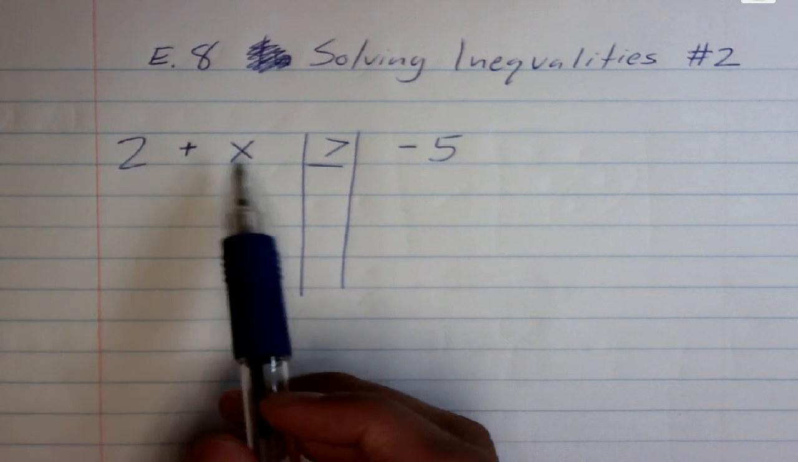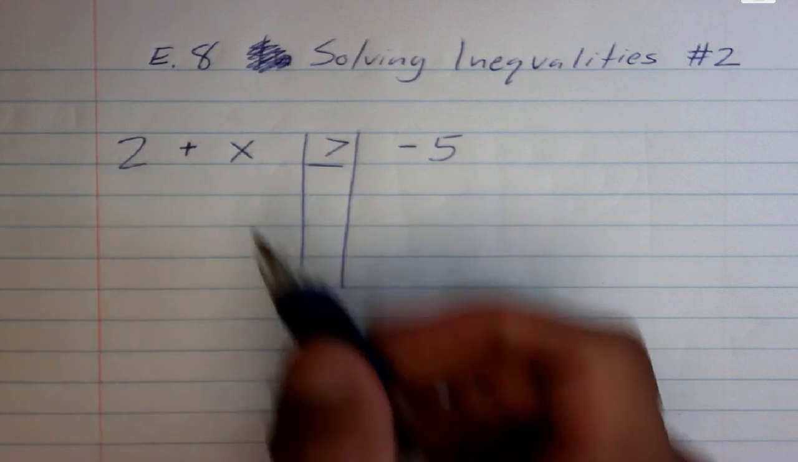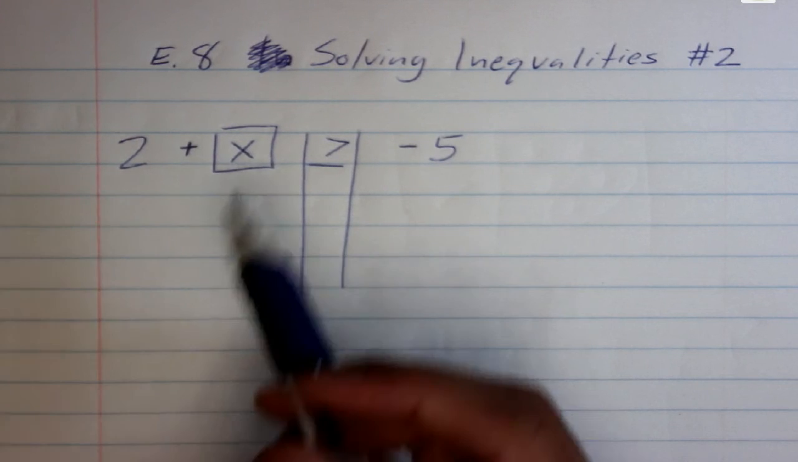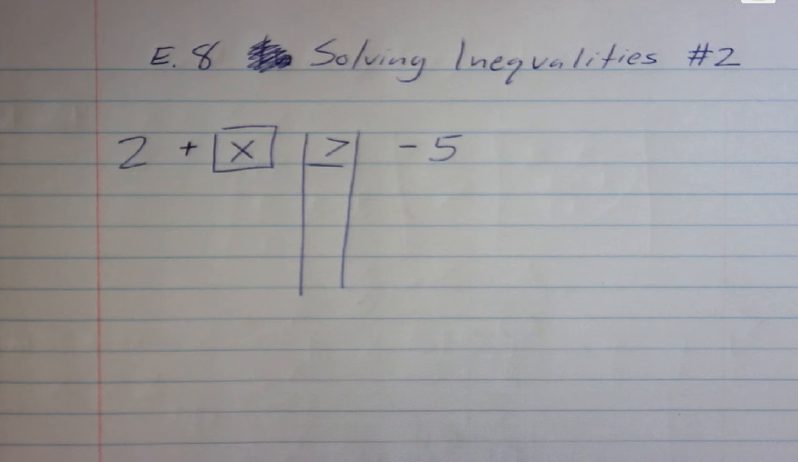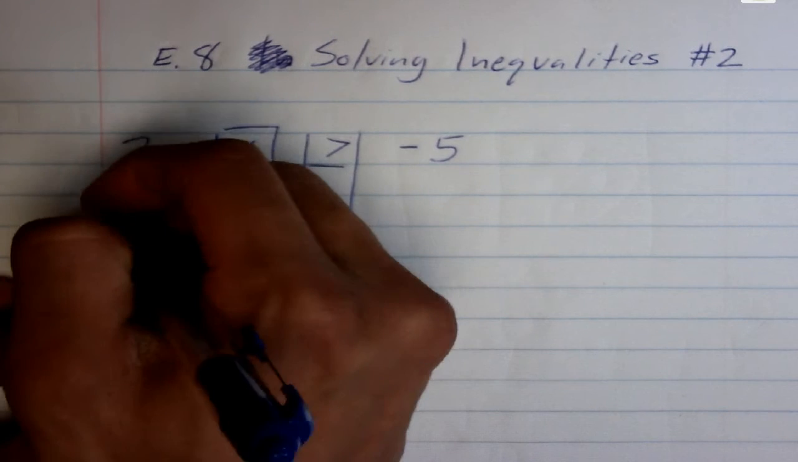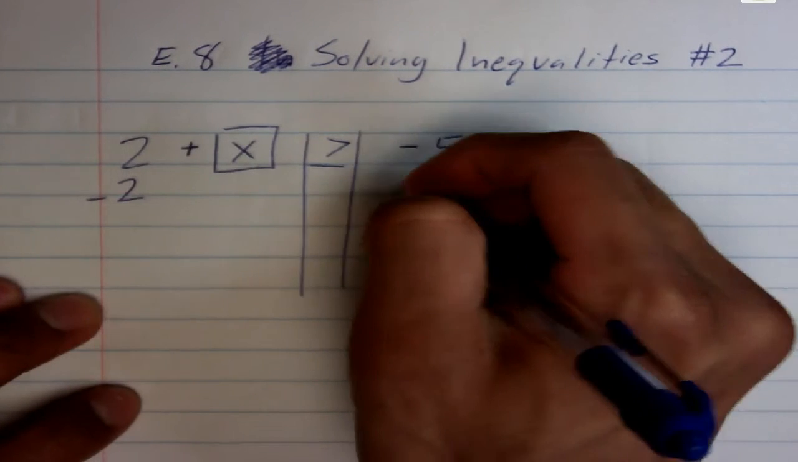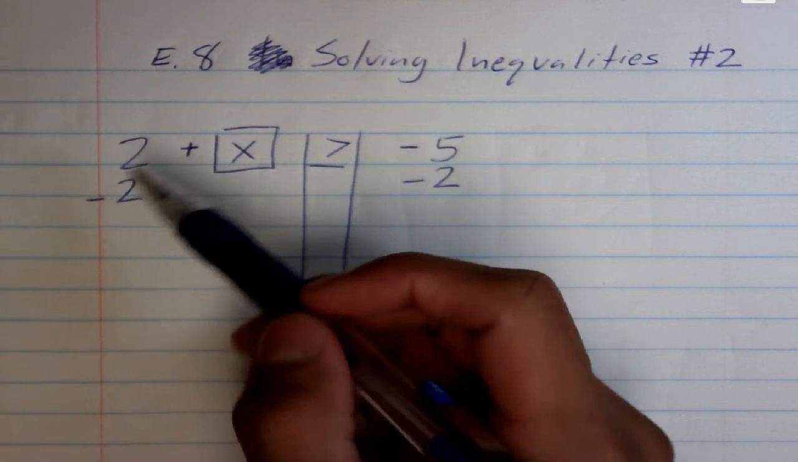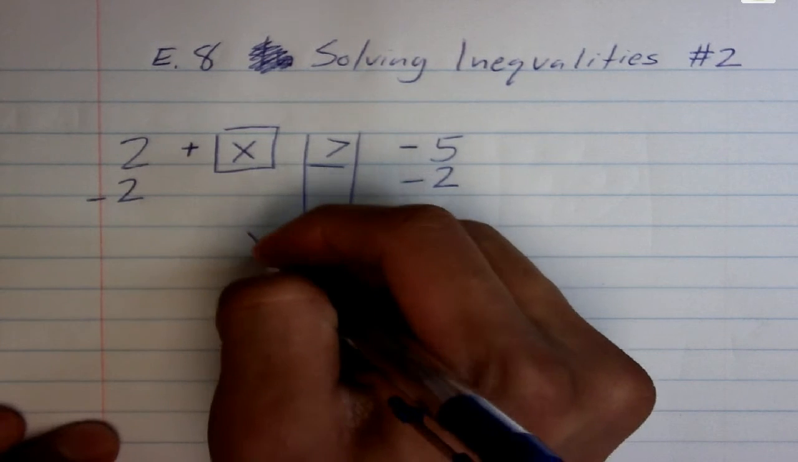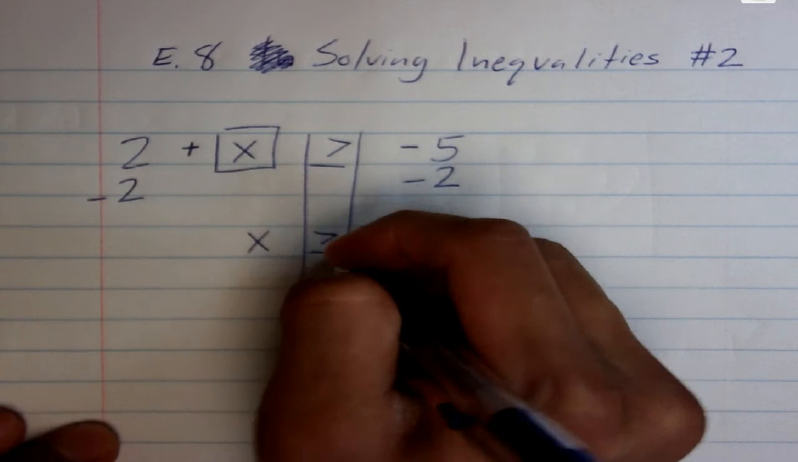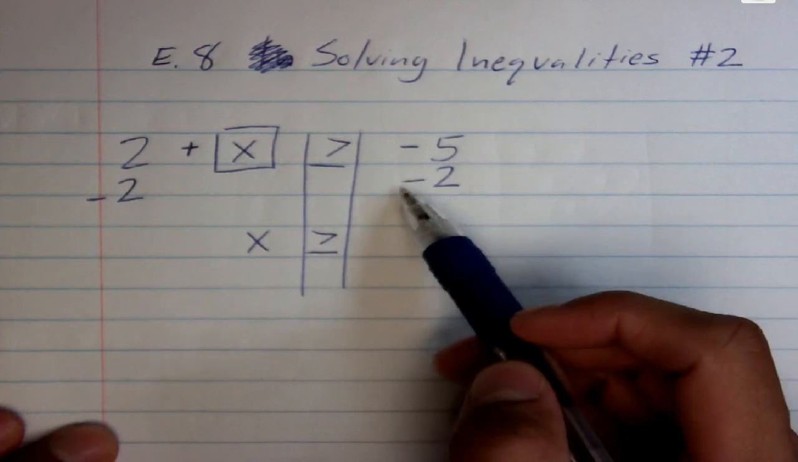On this side we have x plus 2, and over here we have negative 5. So to get this x by itself, what's the opposite of positive 2? Negative 2. So we're going to do minus 2 over here and minus 2 over here. A positive 2 and a minus 2 is going to make 0. So I'm left with x is greater than or equal to, what is negative 5 minus 2?